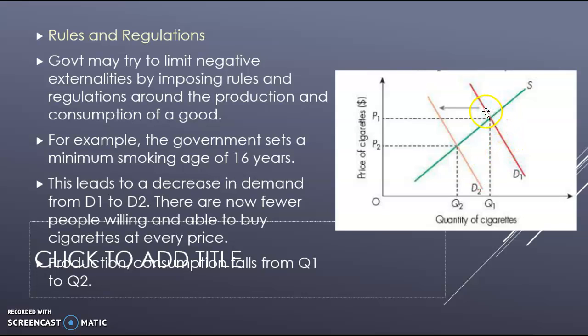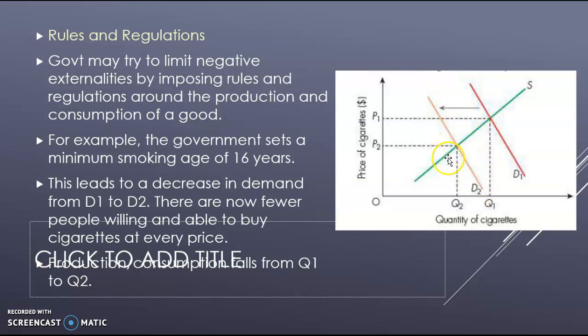So if there were no rules about who could buy cigarettes, we might be at a market equilibrium up here at P1 with Q1, a high quantity of people consuming cigarettes. If the government then imposes an age restriction on cigarettes, saying, right, you have to be 16 years old to buy them, then that's going to shift the demand curve to the left. Once we take all of those under 16s out of the market, there are fewer people willing and able to buy cigarettes at any price.